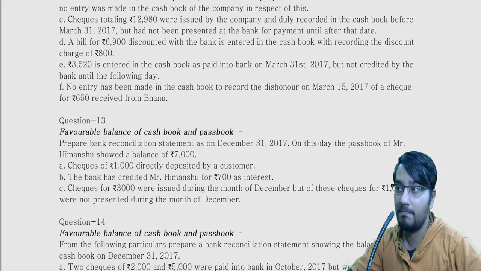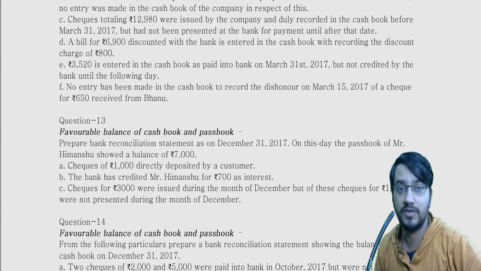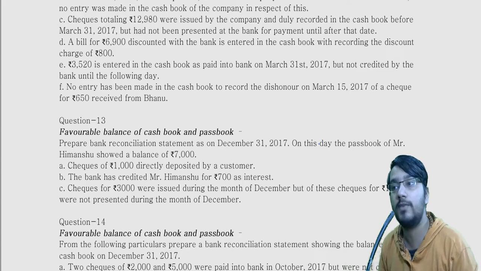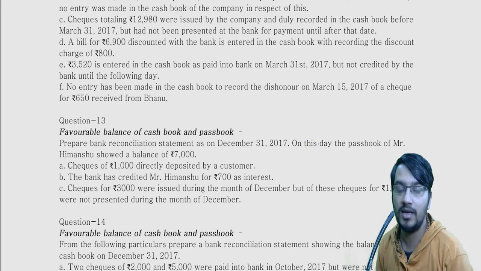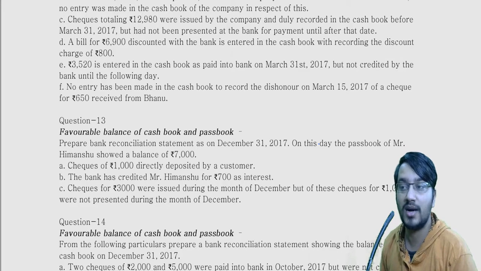Next point is the bank has credited Mr. Himanshu's account with the interest of 700 rupees. So this is interest received by Mr. Himanshu. So 700 on the passbook side but nothing on the cash book side. Since passbook is the starting point, we'll just subtract 700 from there so that both sides can become nil.